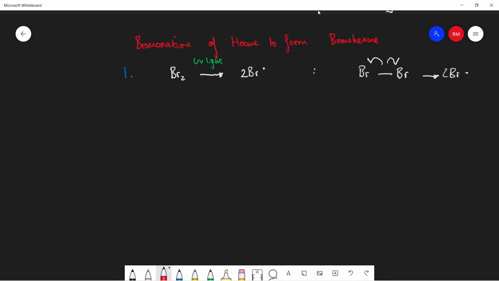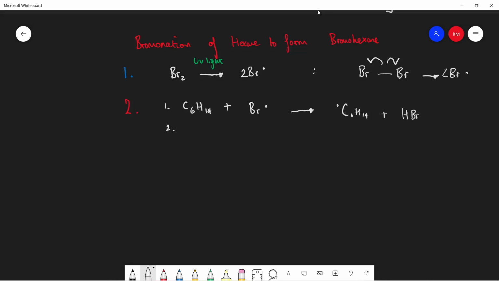Now for part two, propagation of this reaction. You're going to have hexane. Now, hexane, as we know, has the formula C6H14. And we're going to react this with one of our bromine radicals to form our intermediate, which is C6H13 with a little dot there. And we typically don't tend to write charges in this. So for bromine, it's not going to be a minus, and for this intermediate, it's not going to be a plus. And we've also formed our hydrogen bromide.